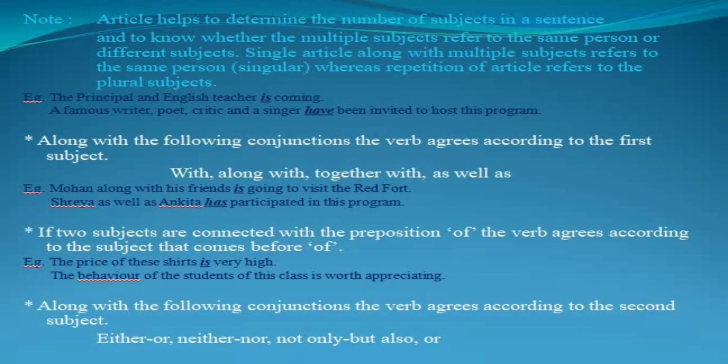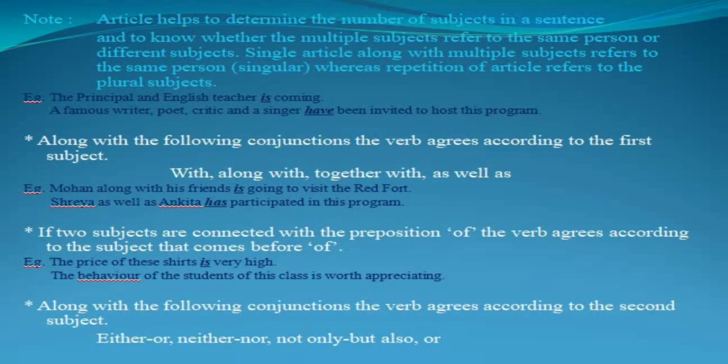Another example, a famous writer, poet, critic, and a singer have been invited to host this program. Here there are multiple subjects. But how many subjects are there exactly? How many people are there? You just count the number of articles. Here only two articles are there in this sentence, a and a.